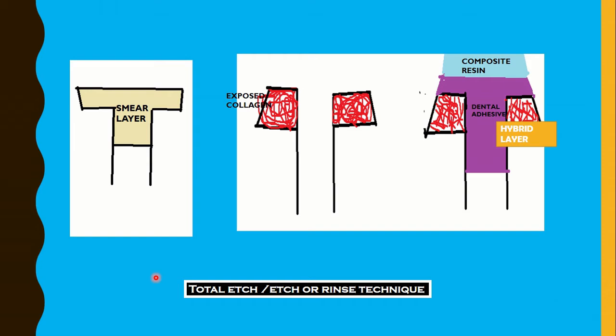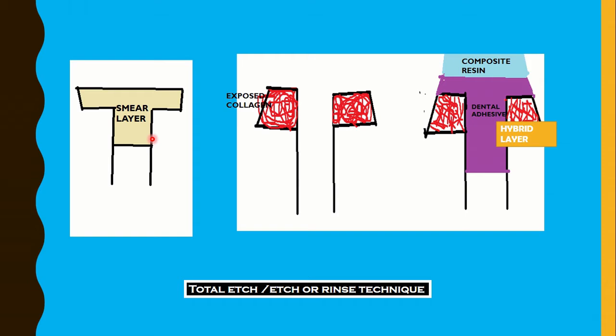Alright, so this fourth generation paved the way for further enhancement in these dental adhesives. So what actually takes place in the total etch technique? Here, as we have discussed, we first apply the etchant, that is phosphoric acid, in a concentration ranging from 30 to 40%. Basically 37% is used.